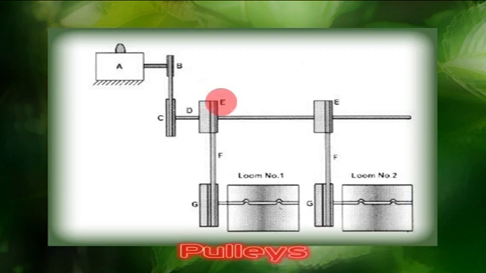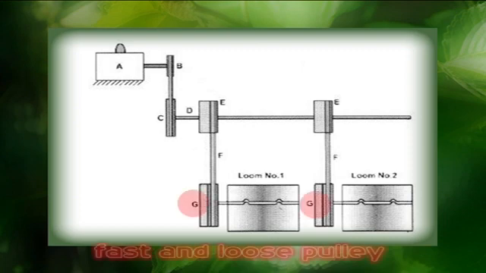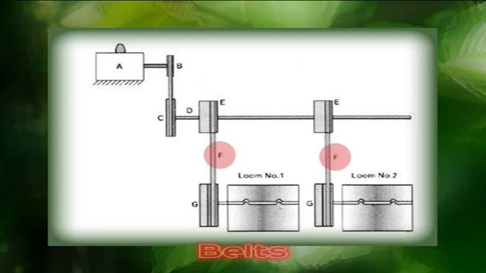A number of pulleys E are fixed on this shaft, one for each loom. Each loom has a fast and loose pulley G, which is connected to the corresponding main shaft pulley by means of a belt F. The belts can be shifted on the corresponding fast and loose pulley either to run the loom or to stop it.